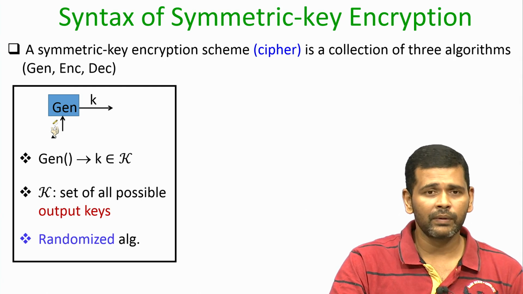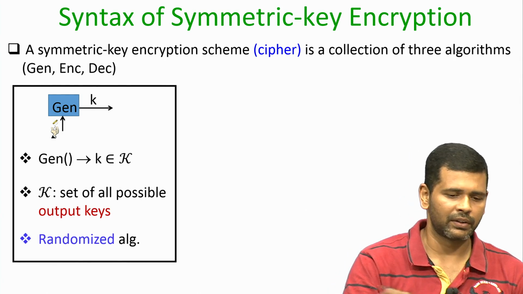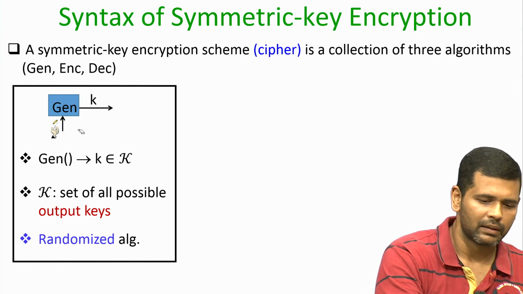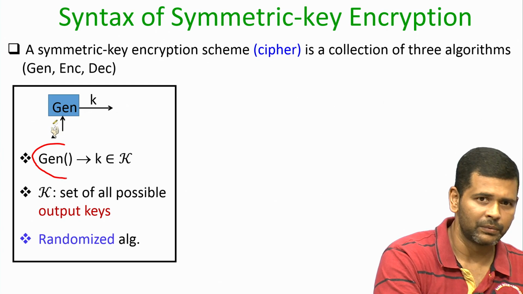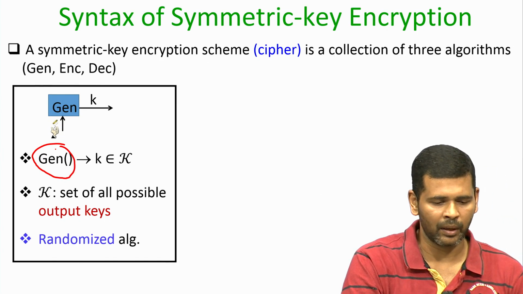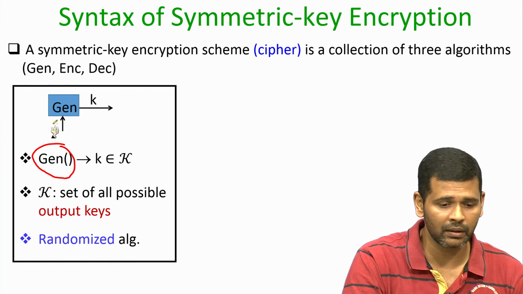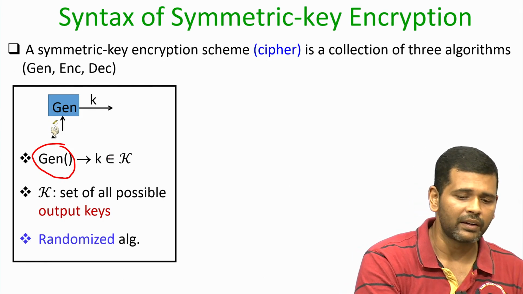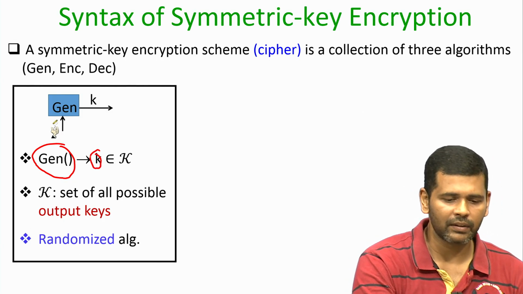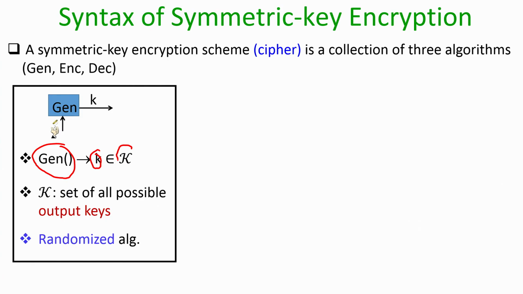The syntax that we use to denote the key generation algorithm is the following. We say that the key generation algorithm gen does not take any input. That is why the brackets are left empty, because it does not take any external input, and it is going to output a key which I denote by k, and this k belongs to a larger set, this calligraphic K, which is the set of all possible keys which this key generation algorithm can output.